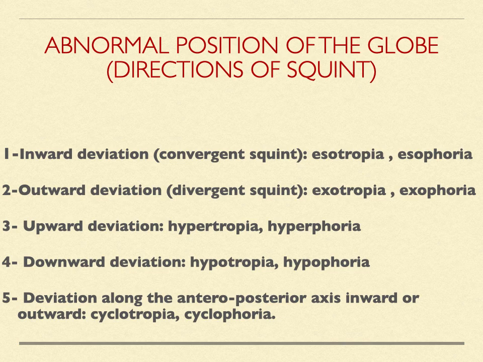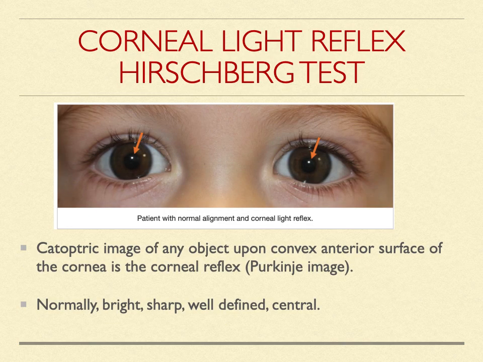How can we detect this amount of deviation? By the corneal light reflex, called the Hirschberg test. When we shine a flashlight in the patient's eye, we can see two lights inside the pupil. Actually, they are catoptric images, reflected images from the cornea, seen in front of the pupil. It's like a mirror reflection from any object on a convex anterior surface, and we all know that the cornea has a convex anterior surface. We call it the Purkinje image.